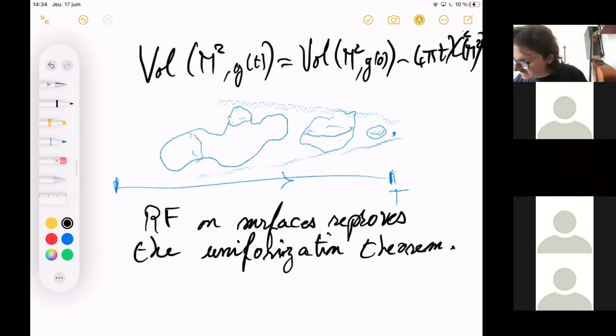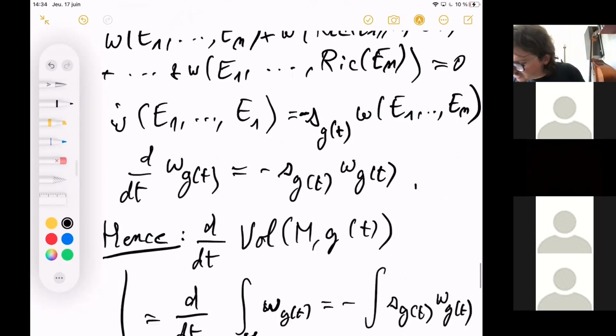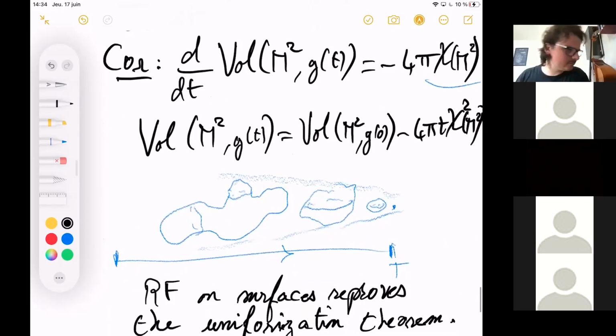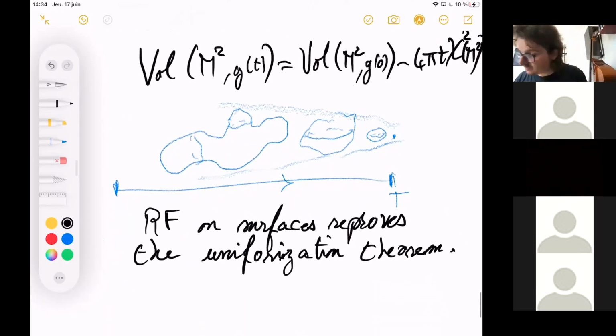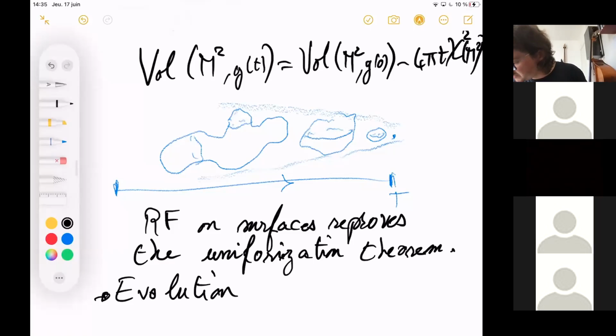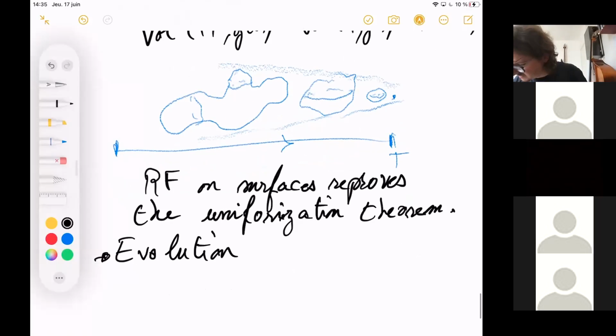Okay, so we have said something about the evolution of the volume. We can look now at the evolution of the curvature. And here I won't make the computation. It's done in the textbooks.